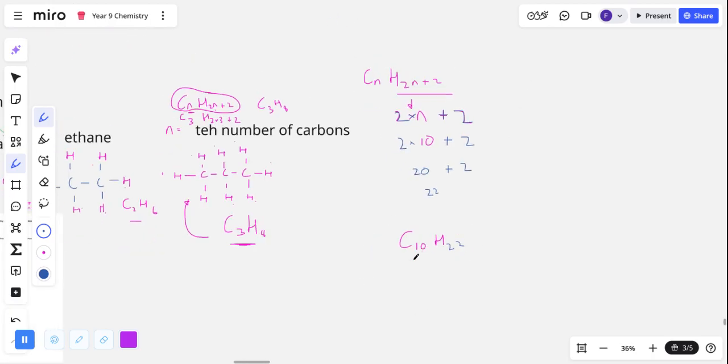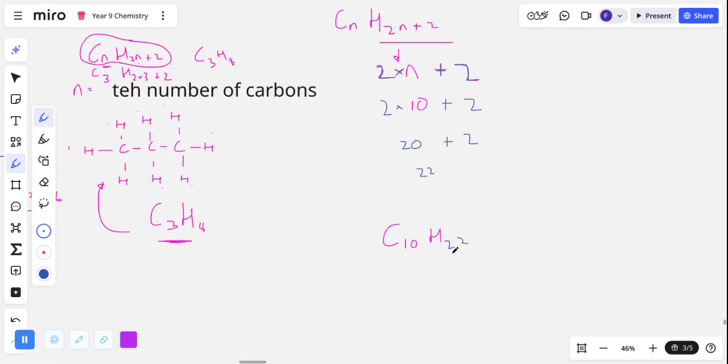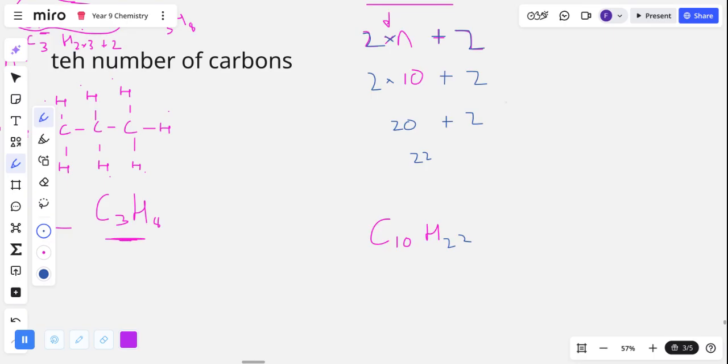Right, so C10H22. Okay, so I'm not going to draw this. I'm really not. It's going to take too long. So what you can do is 1, 2, 3, 4, 5. That's not enough.